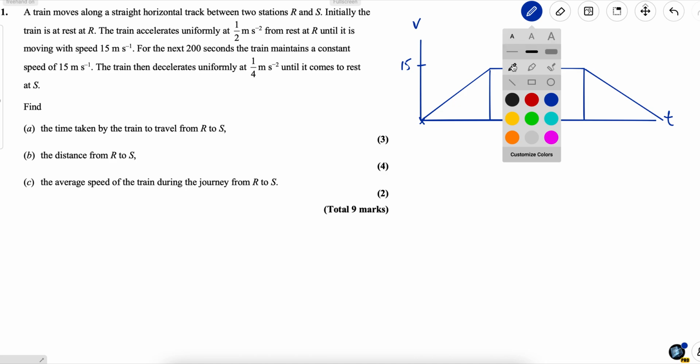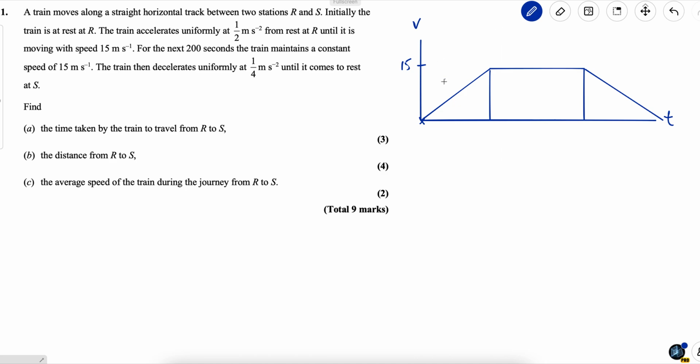So it's worth just writing on m equals 0.5 and m equals -0.25, and then I don't have to go back to the question. The time it said was 200 seconds, so that's from here to here. I don't know the time here, so I'm just going to mark that as T1, time 1, time 2 and time 3. And I think I've got everything marked on the graph there.